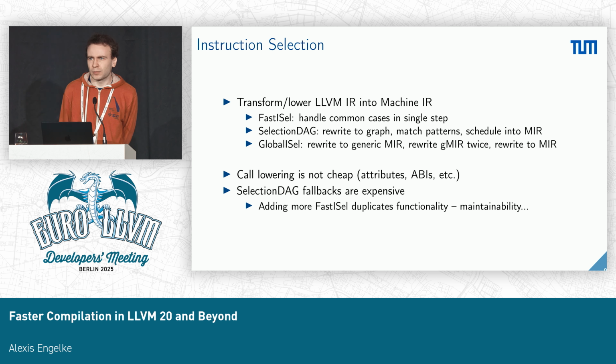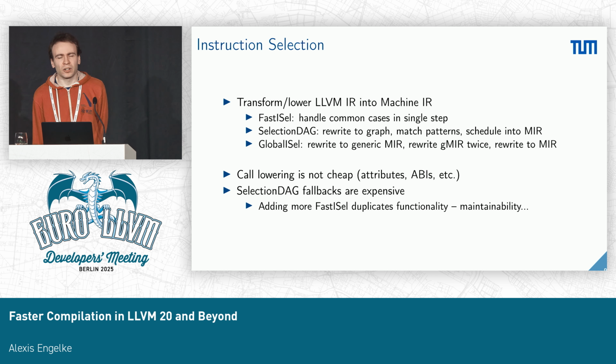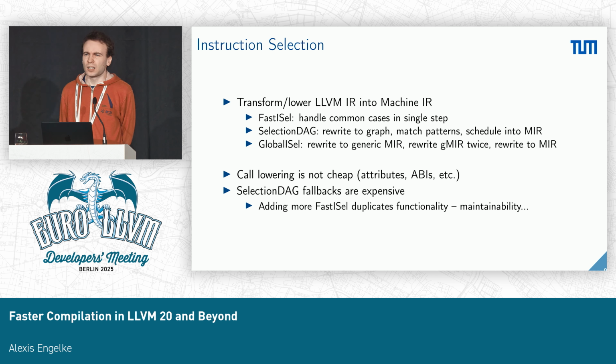And at this point, it's probably recommendable for front-end authors to change the way in which they generate LLVM IR and to generate, let's say, FastISel-friendly IR. And there are optimization remarks that they can enable to find out where FastISel fell back to SelectionDAG.